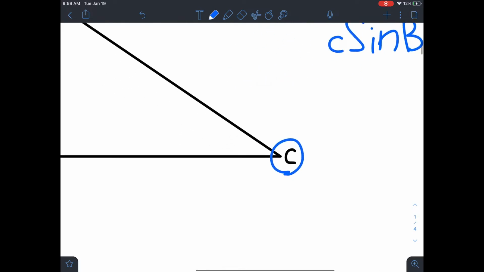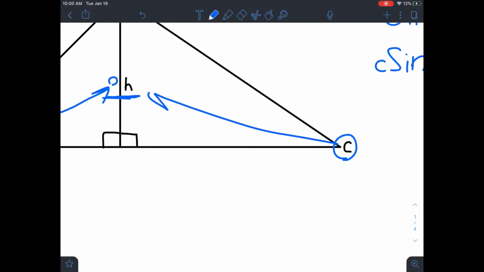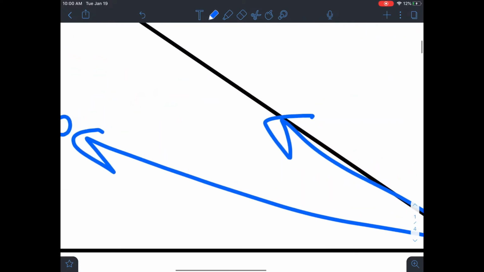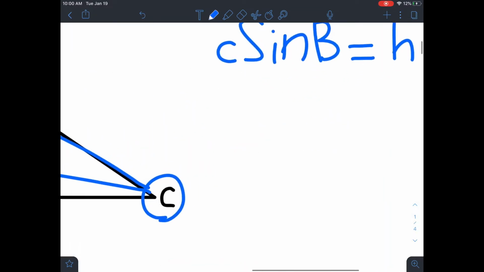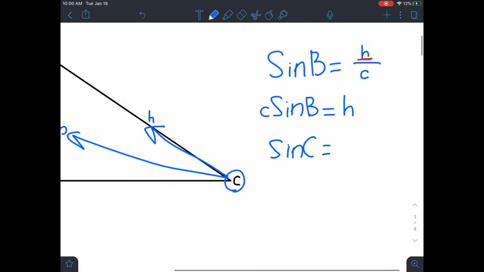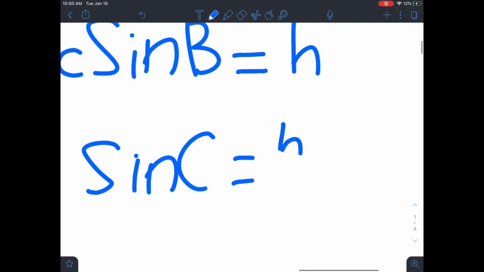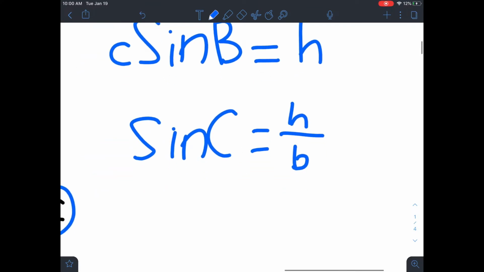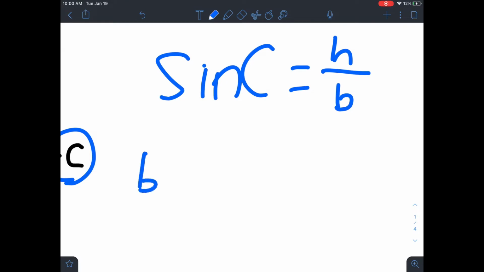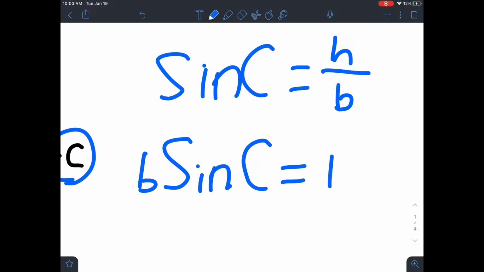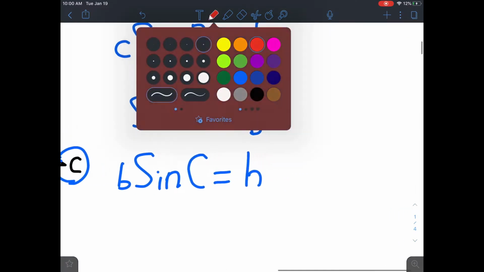If we go to C now, we do another sine law formula. We get opposite and hypotenuse. But this hypotenuse is now B. So instead of writing sine C equals H over C, I would write H over B. And now I want to get this H alone again. So I would put B over here because I multiplied it out. Sine C equals H.